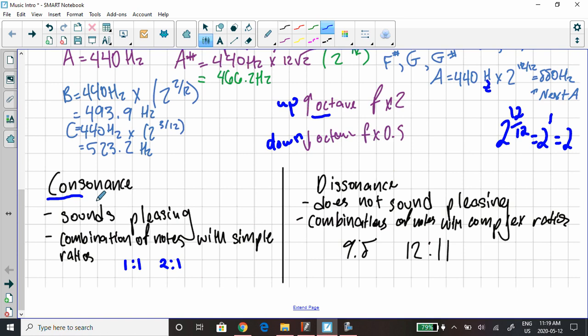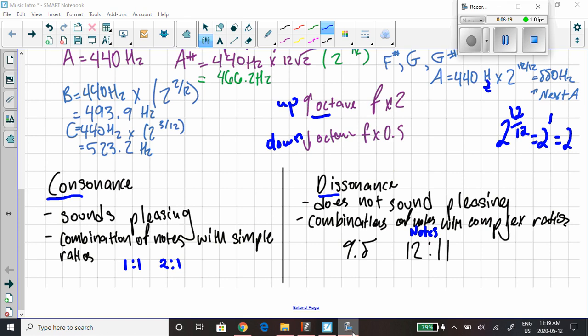That's consonance. Dissonance, they're dissing your ears, does not sound pleasing. You're playing combinations of frequencies of musical notes that don't sound nice. And usually these are combinations of notes with complex ratios like 9 to 5, 12 to 11. They're not simple fractions. It's found that when you play these notes together, it doesn't sound nice.